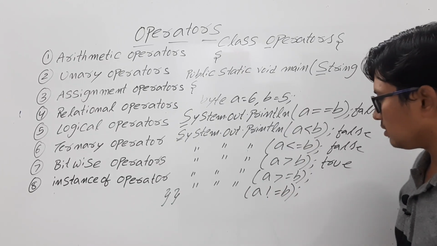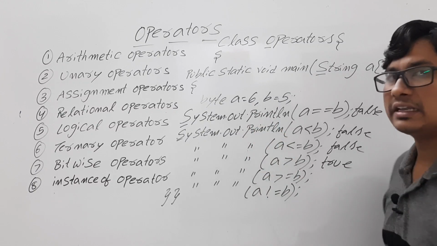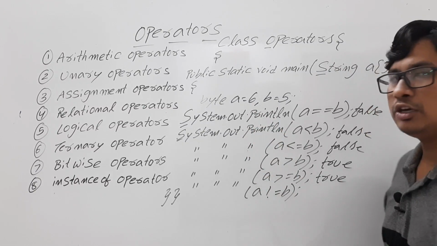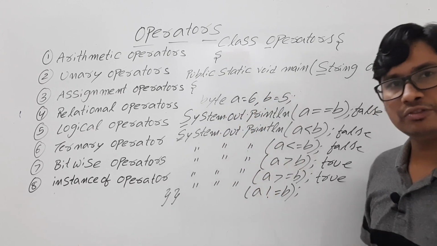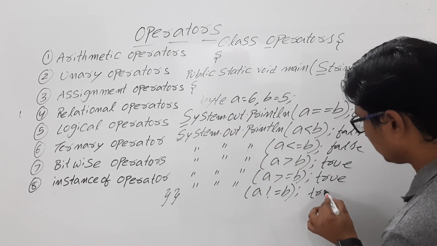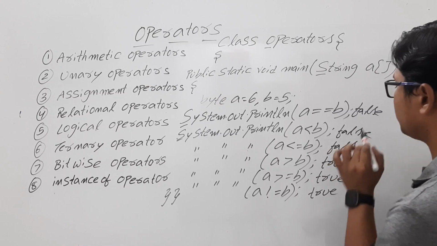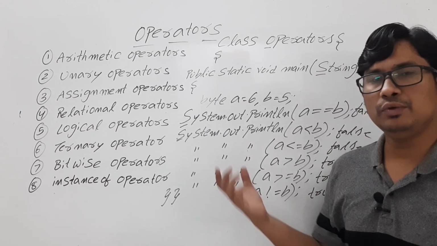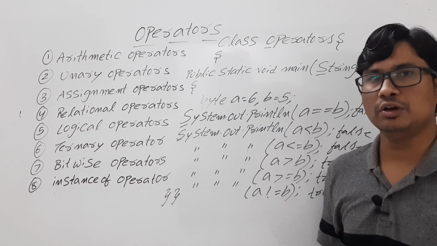A greater than or equal to B. 6 is greater than 5. So it will give the output as true. A not equal to B. 6 not equal to 5. Yes, it is true. So you will get the output as false, false, false, true, true, true. I hope you have understood. Now let me execute this program and show the output for you.